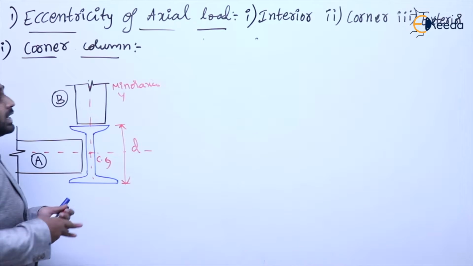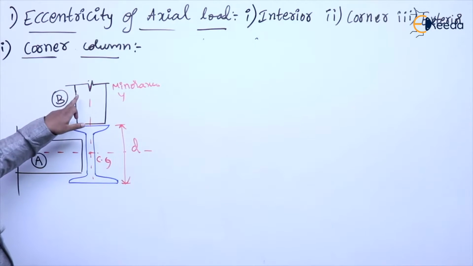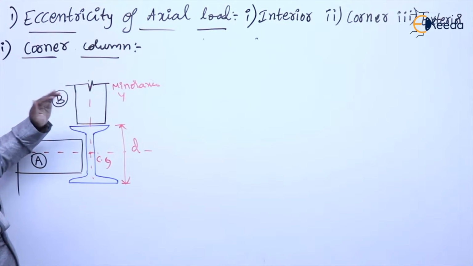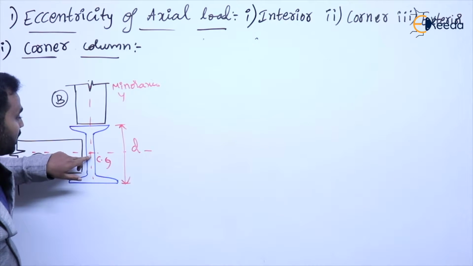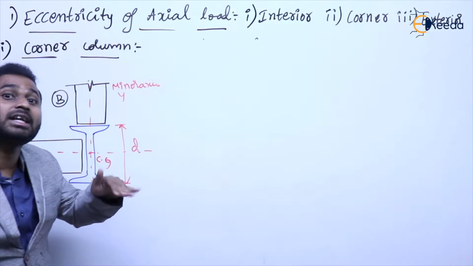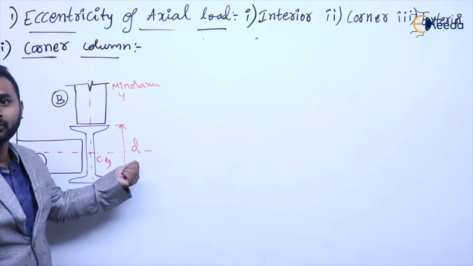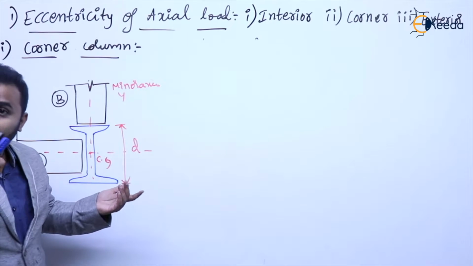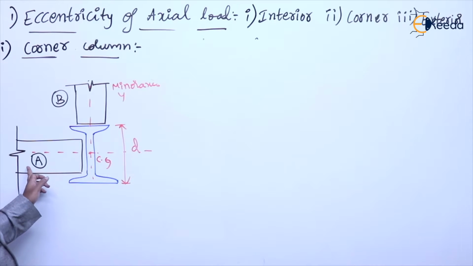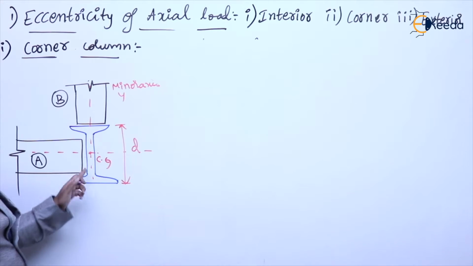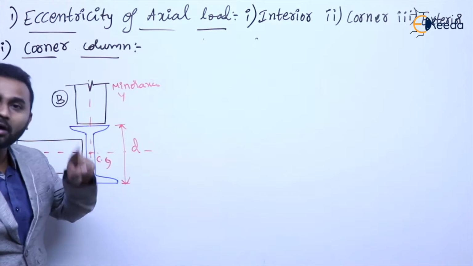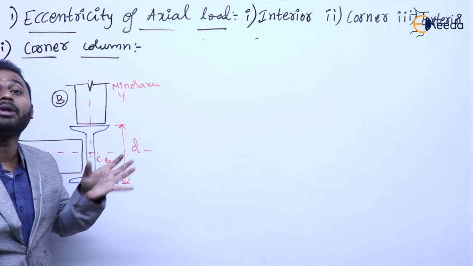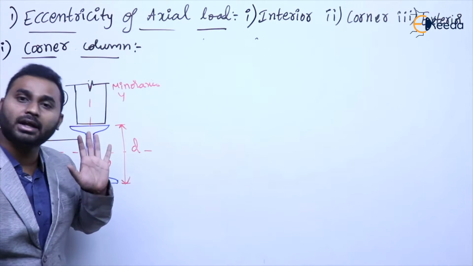Now whatever reaction is transferred by this beam B will act at the face of this column. Is that okay? If you consider that reaction at the CG of this column, then the very same reaction will act at an eccentricity of d by 2. So in that way, there exists a moment onto the column. In the same way, this beam's reaction VA will also act at this face, the web face of the column. Then if you transfer that face reaction onto the CG, that reaction will be accompanied by a moment, or that reaction will act at an eccentricity.